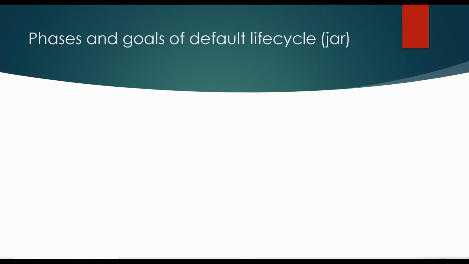Phases and goals of the default lifecycle, and I mentioned jar. If you're going for Maven, it will help you to create the packages in different formats. Either it can be in jar, or it can be in pom, or it can be in EAR format, or a different format like that. For that, different phases and goals are listed down as part of the project lifecycle.